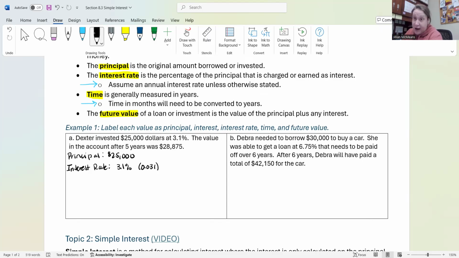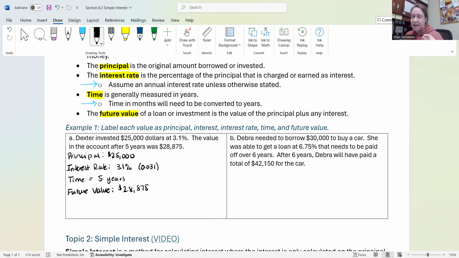Next, we have 5. So the time in years is 5. And then we're told that after 5 years, Dexter's account now has $28,875. So the future value here is $28,875. Now, to find the actual interest, okay, how much interest did Dexter earn into his account over 5 years?